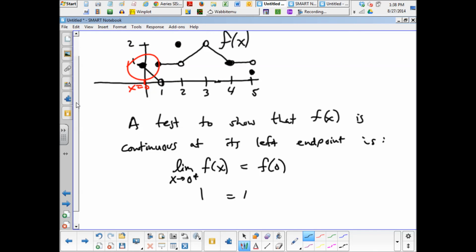What do you guys think about that? Look at x equals 2. Think it's continuous? Would you be able to justify why it is not continuous here? Yeah. The limit on the left and the right are equal. But they're not equal.